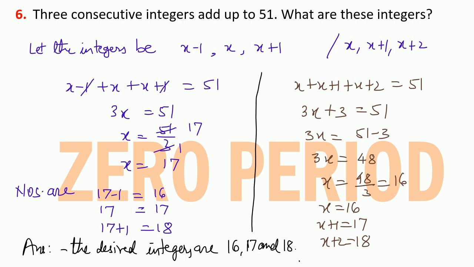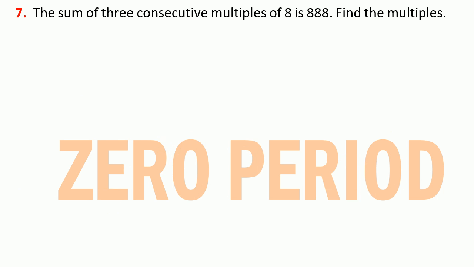Let us move to the next question. The sum of three consecutive multiples of 8 is 888. Find the multiples. Dear children, here the condition is given that the consecutive numbers are multiples of 8. It means the numbers which we need to take are in the form of 8x, 8x plus 8, then 8x plus 16.